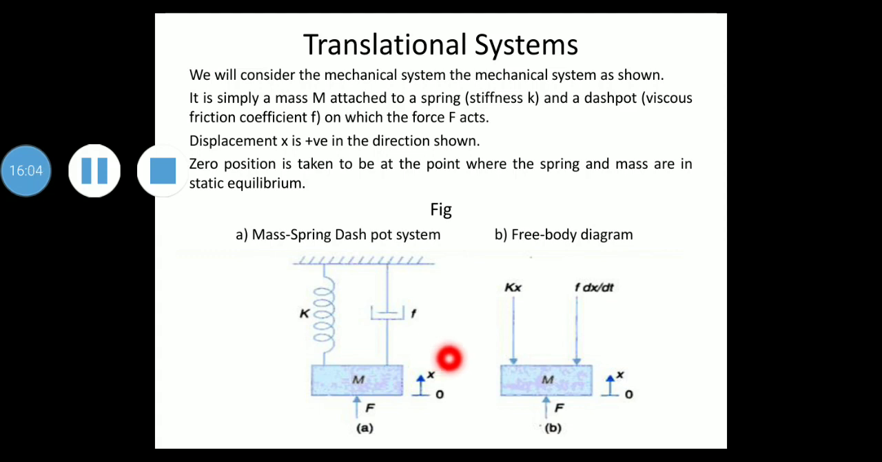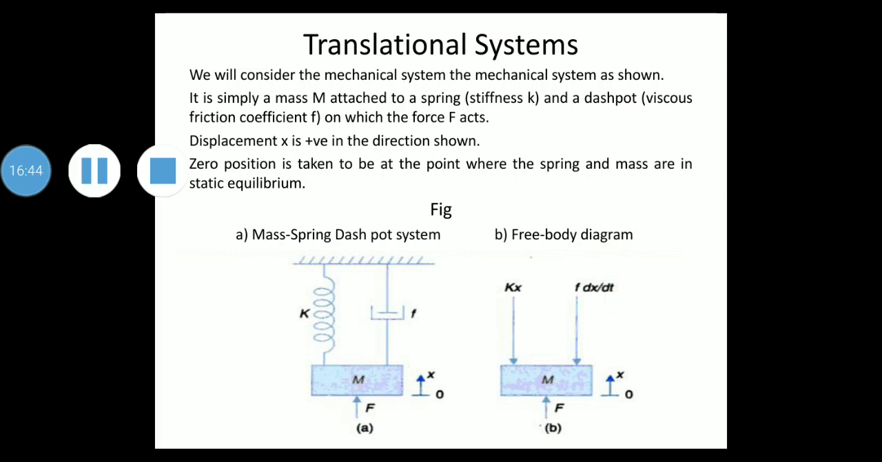The zero position is taken to be at the point where the spring and mass are in static equilibrium. Then how to analyze such a system? The systematic way of analyzing such a system is to draw a free body diagram, which has been shown here. Figure B represents the free body diagram.